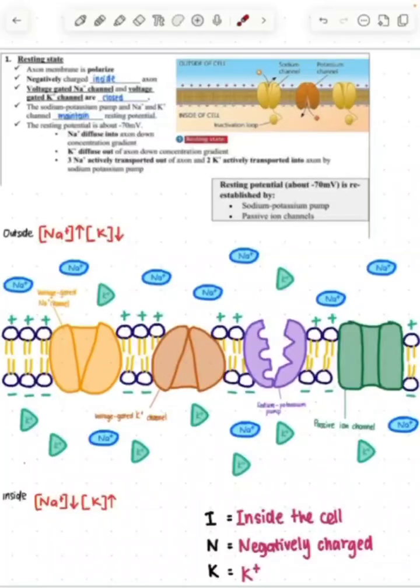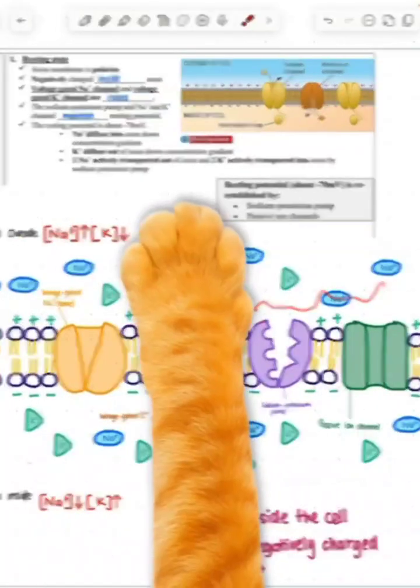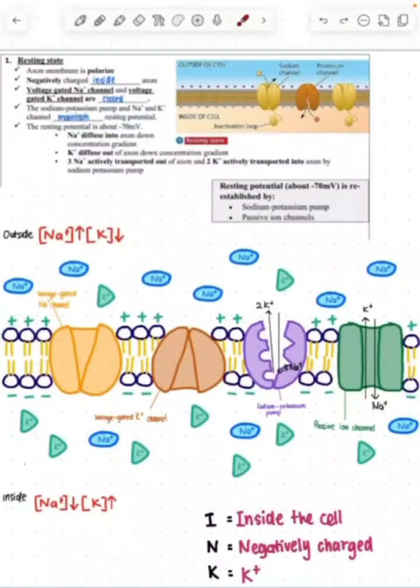And 3 sodium ions are actively transported out of the axon, and 2 potassium ions are actively transported into the axon by the sodium-potassium pump. The resting potential is re-established by the sodium pump and passive ion channels, which are the sodium and potassium channels, so they can maintain the resting potential.